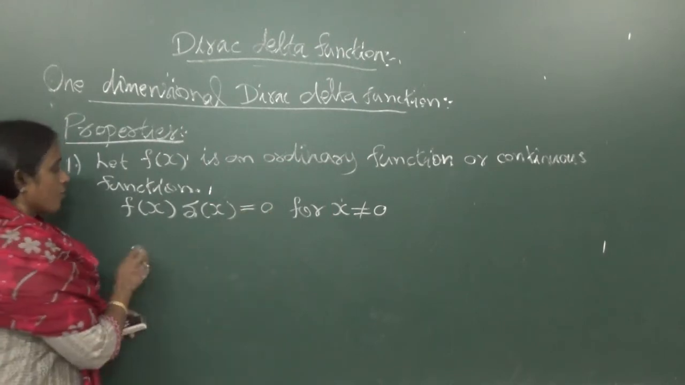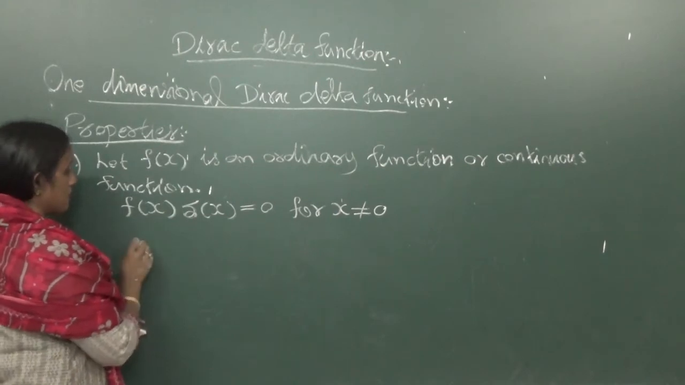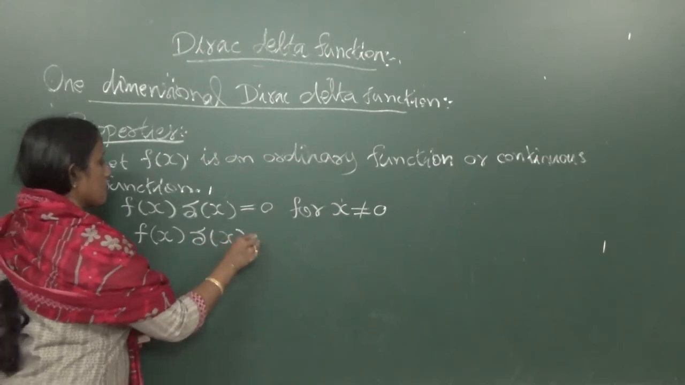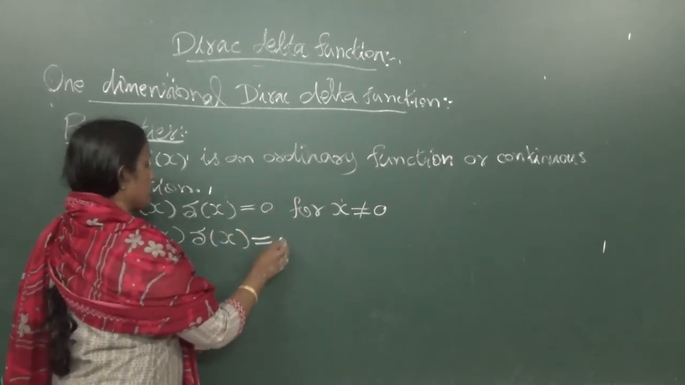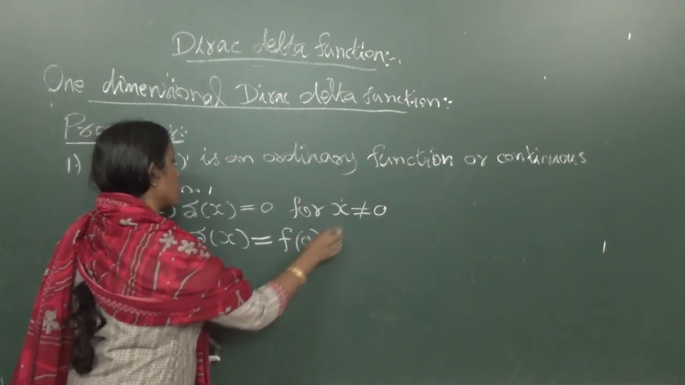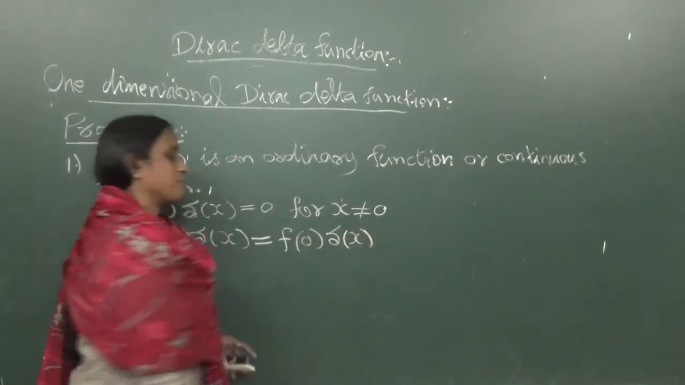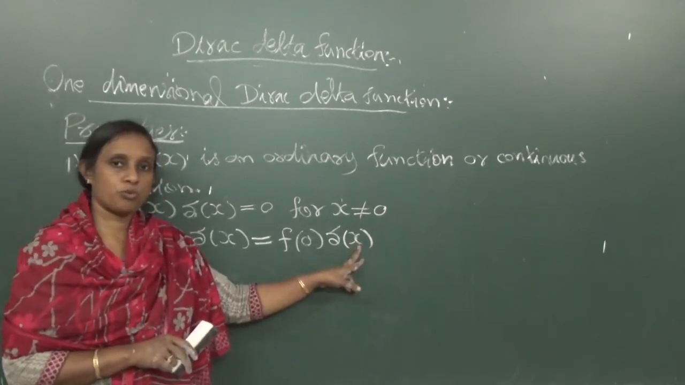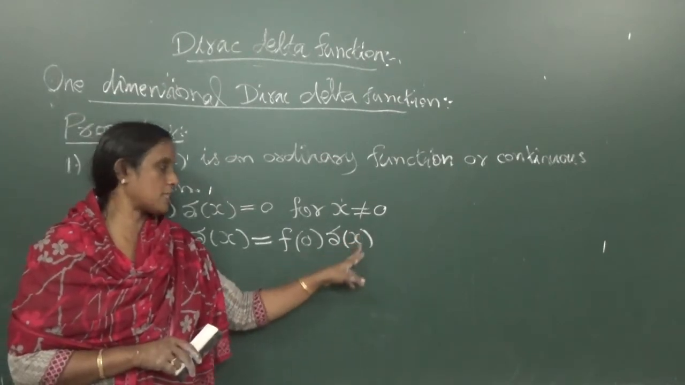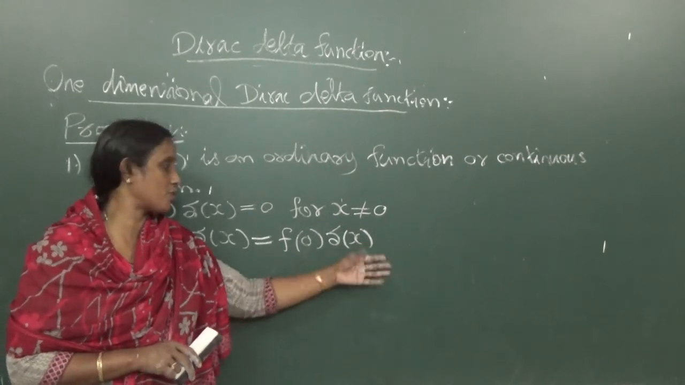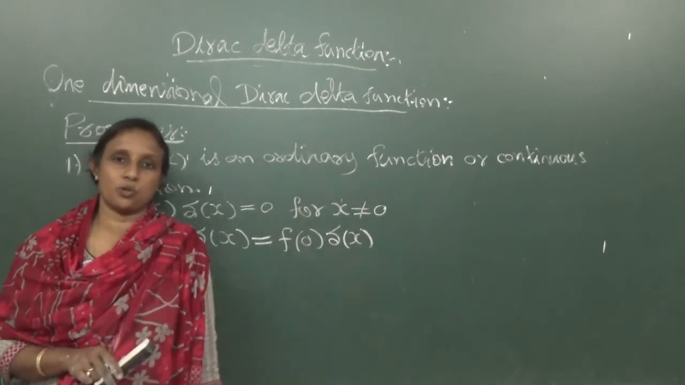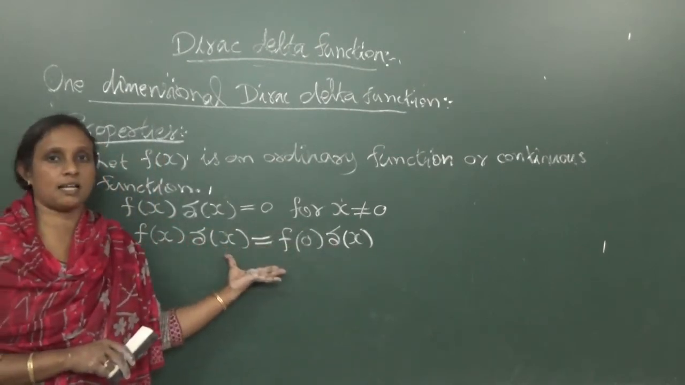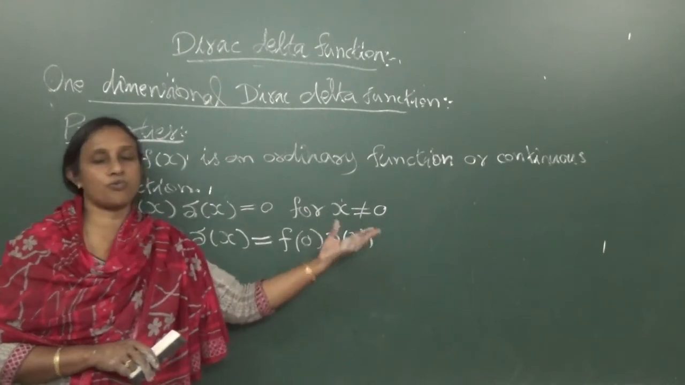So what do you get from this? f of x delta of x equals f of 0 delta of x. f of 0 delta of 0 - except at x equal to 0, delta goes to 0, so this whole thing goes to 0, no problem. So you can write f of x delta of x just as f of 0 delta of x.